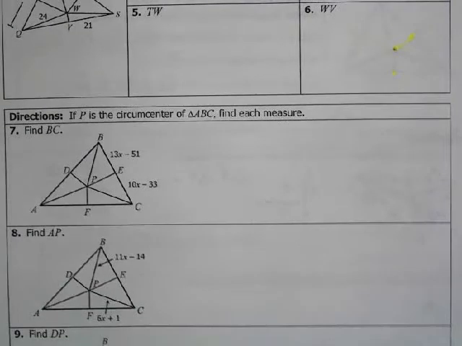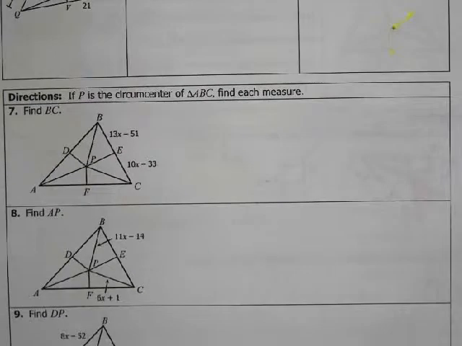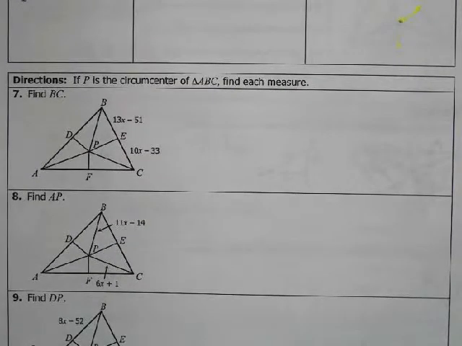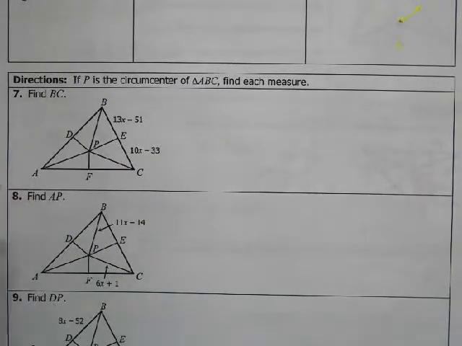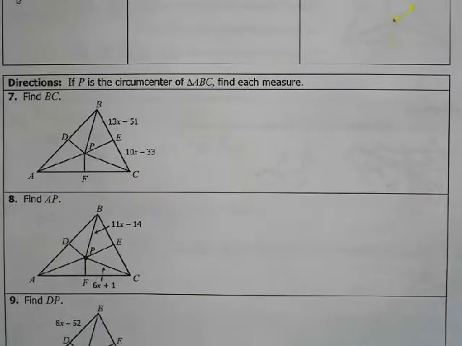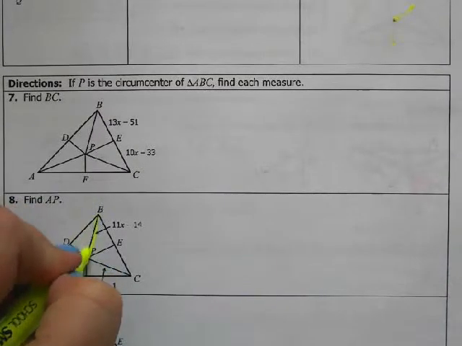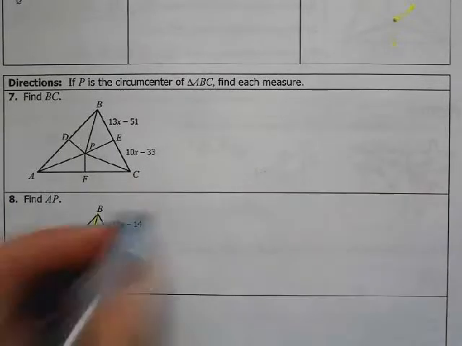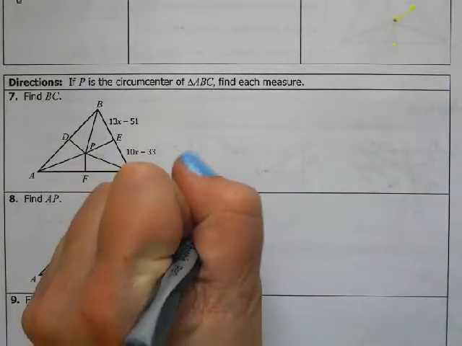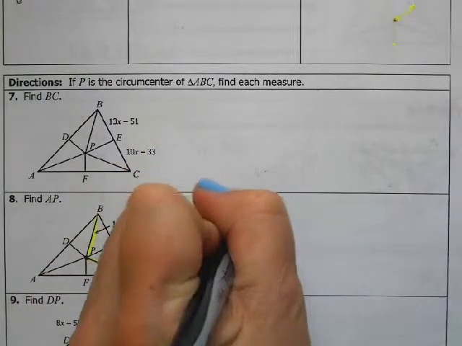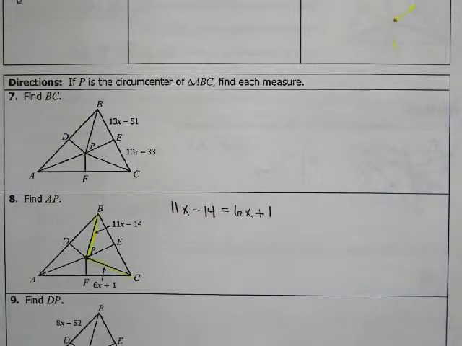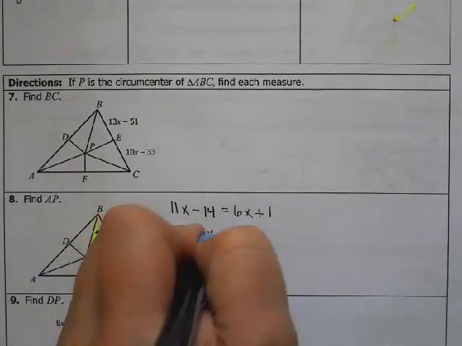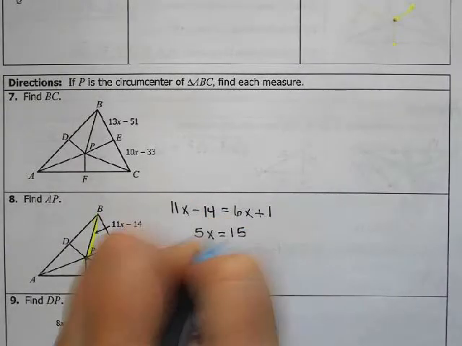If you turn your paper over, let's look at a situation where there's some algebra. We'll look at number 8. P is the circumcenter of triangle ABC. What that means is here we have from the circumcenter to the vertex. These segments are congruent. So 11x minus 14 equals 6x plus 1. If we do the algebra correctly, x will equal 3. That's not the end of the question.